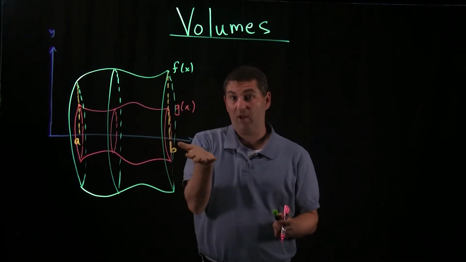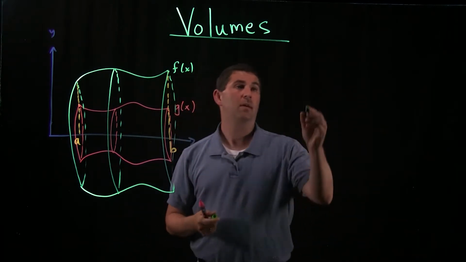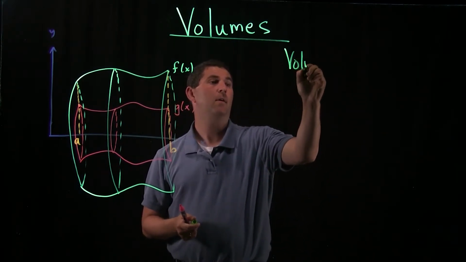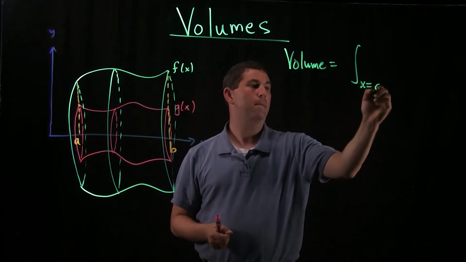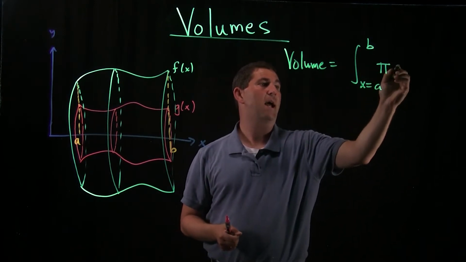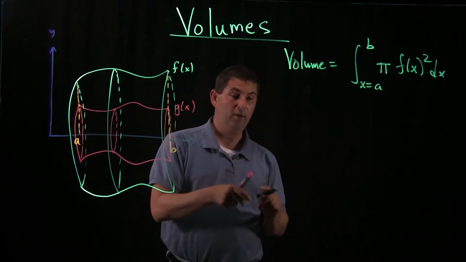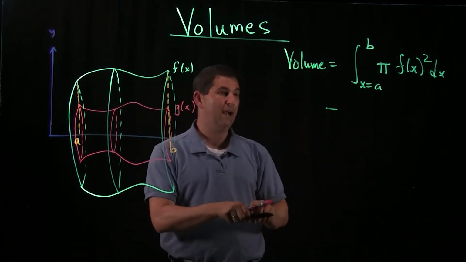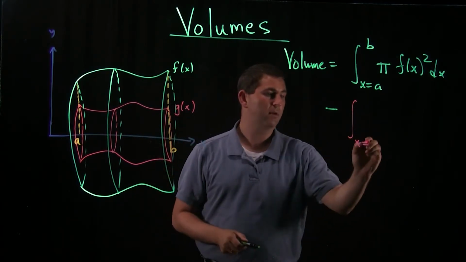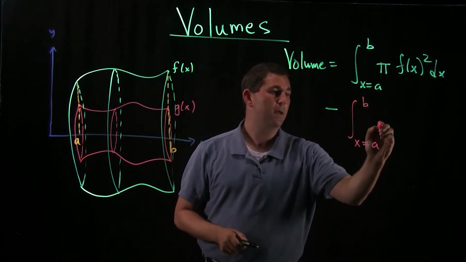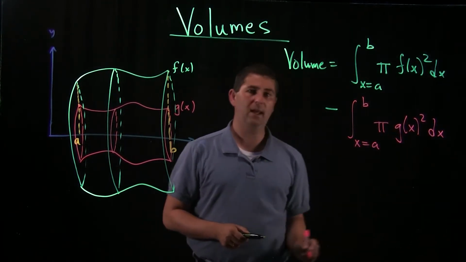Now, in the last video, we saw exactly how to compute those sort of volumes. So the volume that I would get from the f would be, well, you integrate from a to b, and then we have pi f of x squared dx. But now I want to get rid of the hole. So we're going to subtract what we get by rotating the g of x around. So again, we integrate from a to b, but we now have pi g of x squared dx.